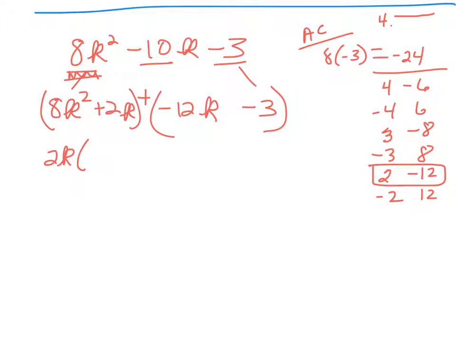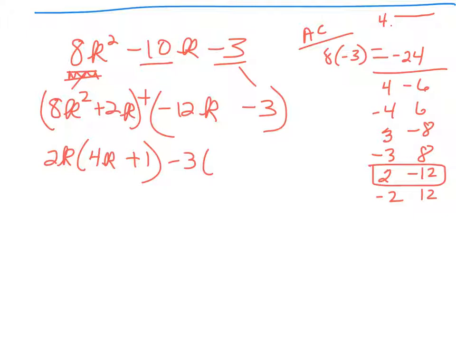8k squared divided by 2k is 4k. 2k divided by 2k is 1. So we're left with 4k plus 1 inside the parentheses. Out of negative 12k and negative 3, we could take a 3 out, but we're really going to want to take a negative 3 out.